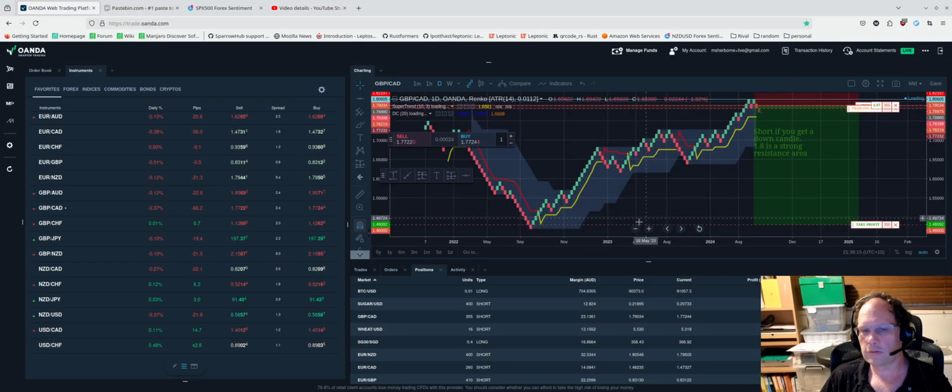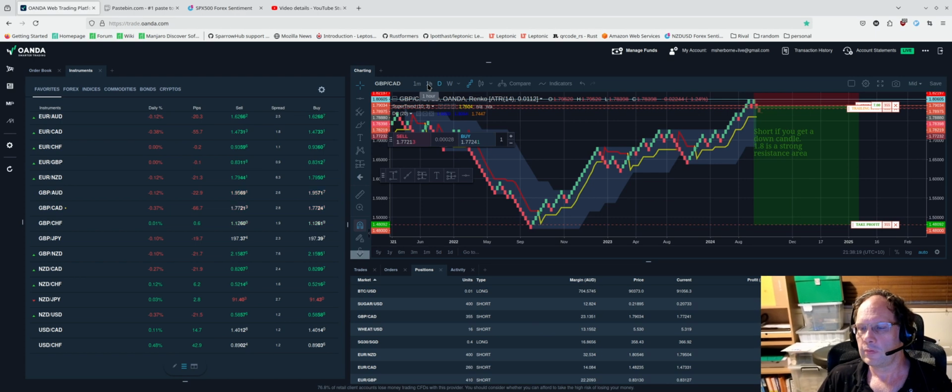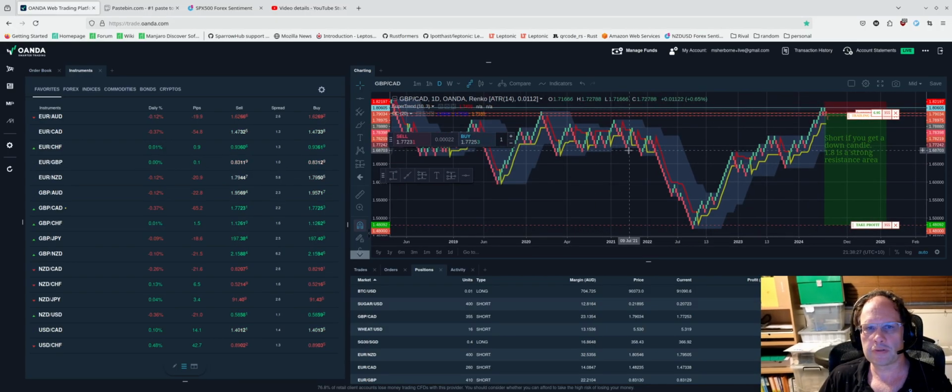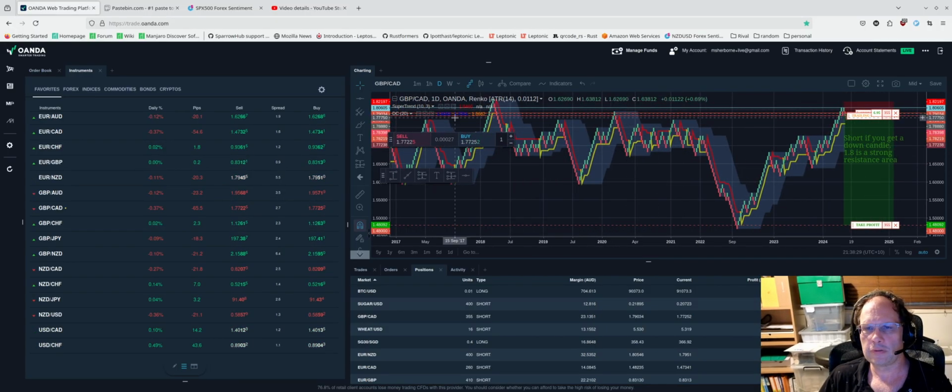We are short. And I said short if you get a down tank candle, because 1.8, which is up there, is a strong resistance area. And why is it a strong resistance area? Look at the history. It's hit it, almost hit it there. What's that? 1.79. There it went above. I mean, it's a band, isn't it?